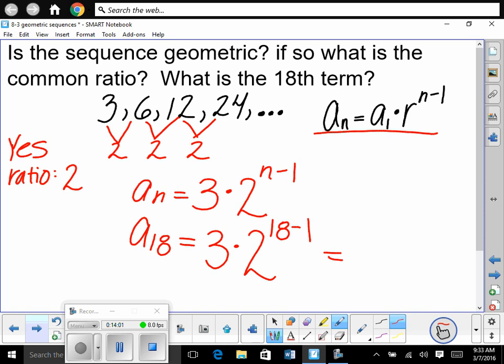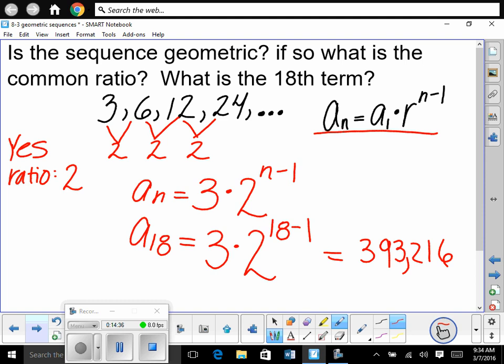So now we'll just type it into our calculator. Make sure when you type it in, let's all practice typing it in, because it depends on how new or old your calculator is. So we have 3 times 2 raised to the, you need to put this in parentheses, 18 minus 1 all in the parentheses, or you could just type in 17. Isn't 18 minus 1 17? So I'm just going to go 18 minus 1, close my parentheses. You get 393,216. Did we all get that?